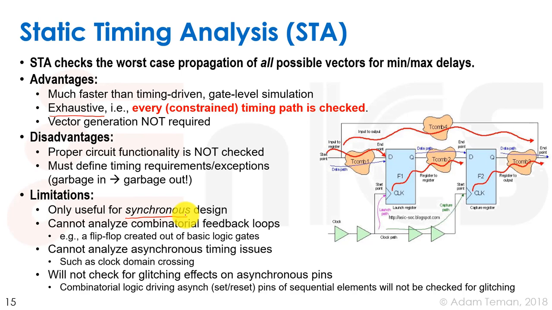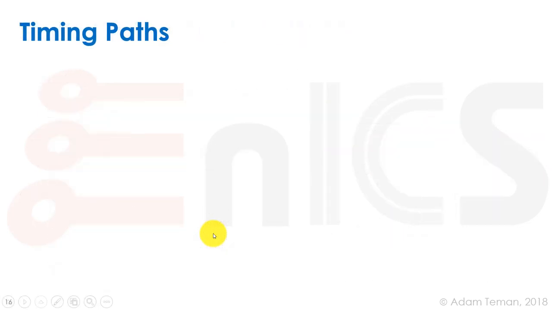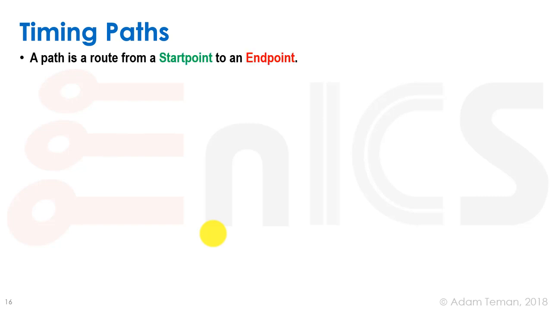Another thing, it does not check for glitching effects on asynchronous pins, and therefore we have to do different checks for this. So, to start this, we have to define what a timing path is. A path is any type of route that goes from a start point to an end point.